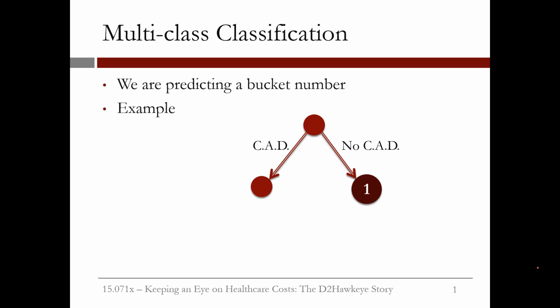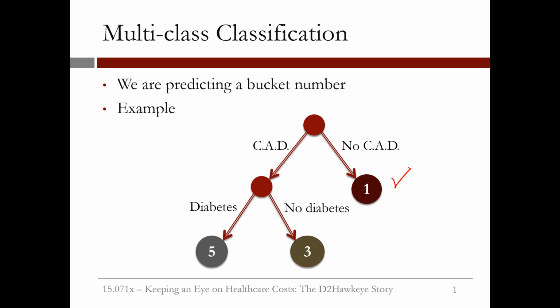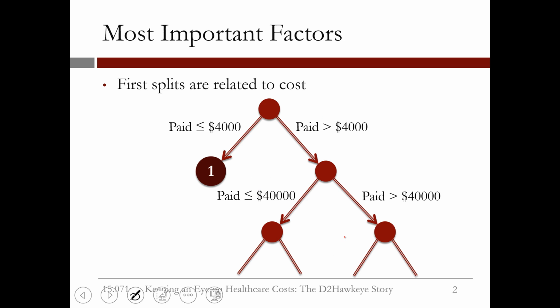So if a patient does not have a coronary artery disease, we classify the patient as bucket 1. If it has coronary artery disease, then we check whether the person has a diabetes or doesn't have a diabetes. If it has a diabetes, then it's bucket 5, very high risk. And if it doesn't have a diabetes, but given that it has coronary artery disease, it is classified as bucket 3. So this is an example in which we only have 2 diagnoses, to illustrate how the method works.